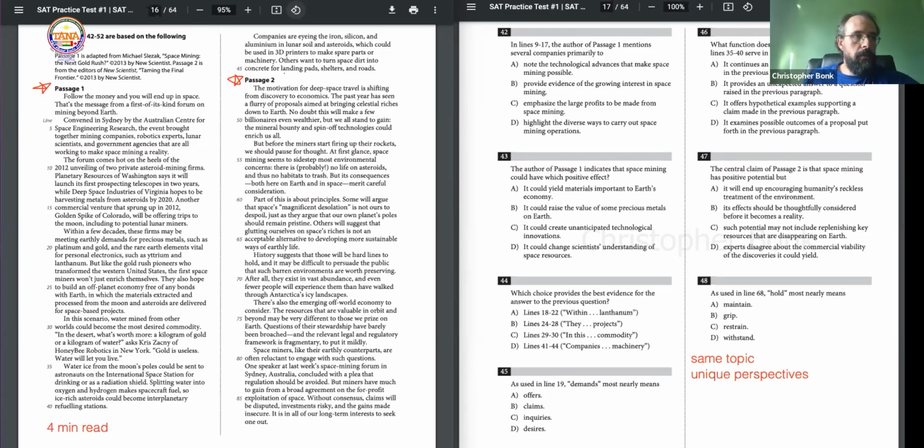All right, so about 4 minutes right there. And so, like I said, the main goal right here is just to understand, well, what is the topic they share, and then what is each unique perspective.